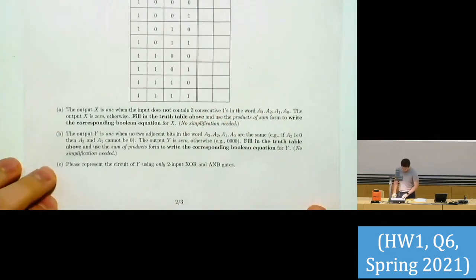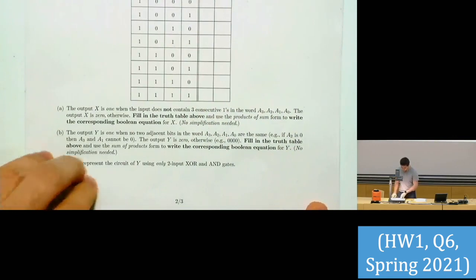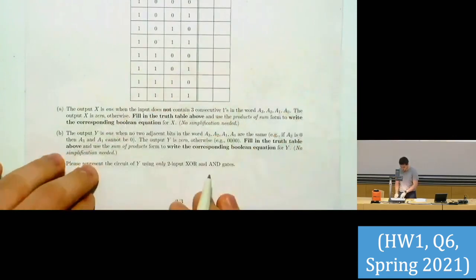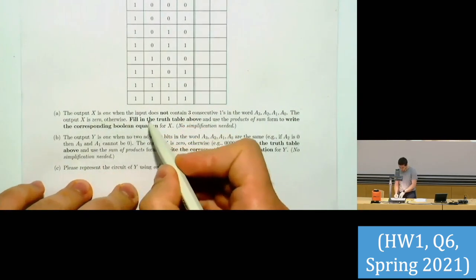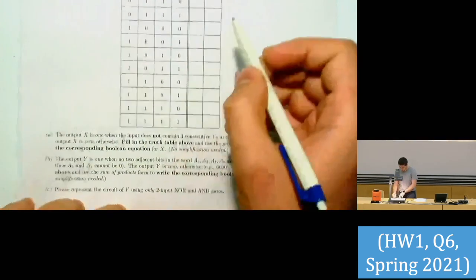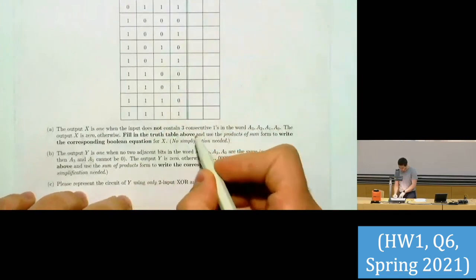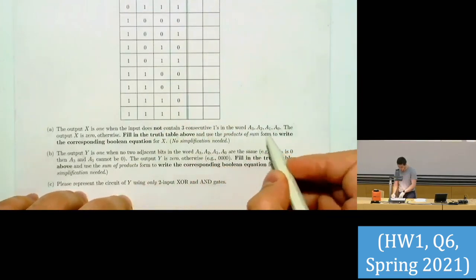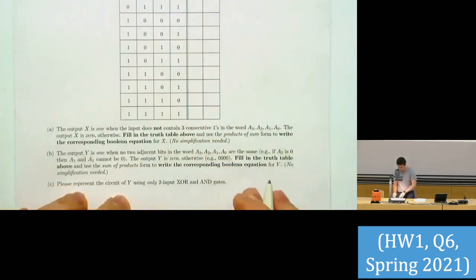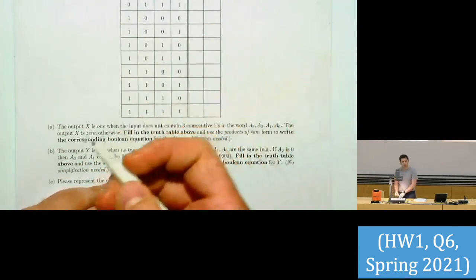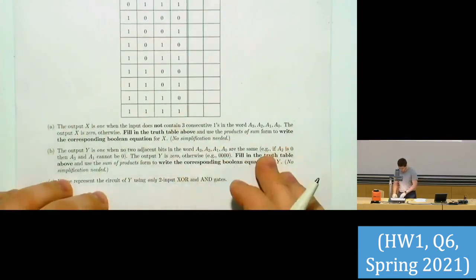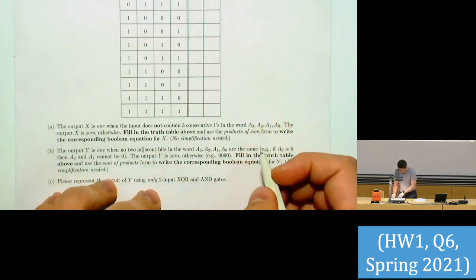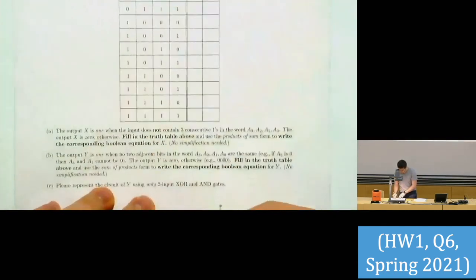So let's look at the first question here. The first question says, describe X first, and what X is basically, X is one when all of the inputs do not contain three consecutive ones in words A3 to A0. Or in other words, it is zero when it contains three consecutive ones, basically. So let's find such occurrences in this truth table.